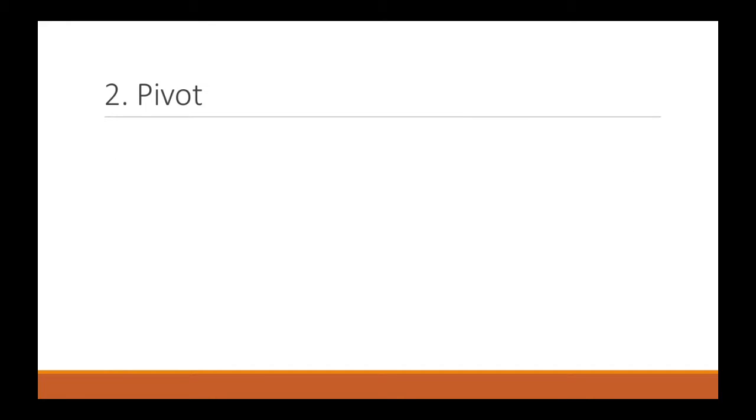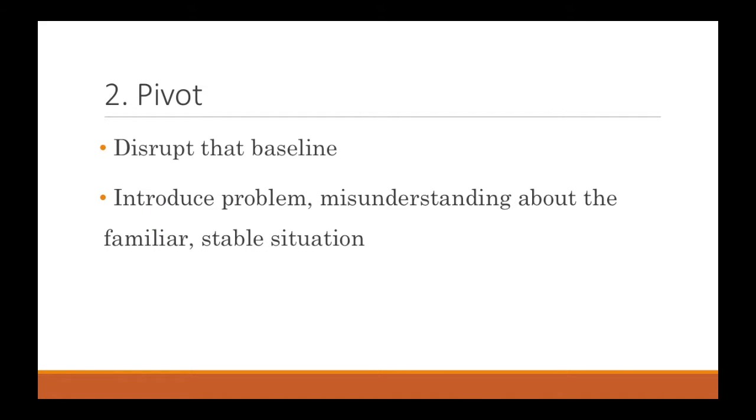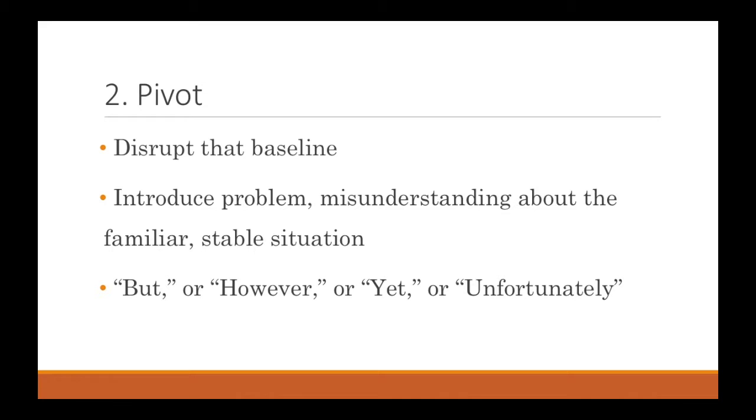The next step is the pivot, and the pivot is when you disrupt that baseline by introducing a problem or a misunderstanding to that familiar common situation that you have introduced, all right? Now, the pivot can often be very easy to identify because it is often begun with a set of signal terms that are very easy to point out. Something like but, or however, or yet, or unfortunately, anything that indicates a point of contrast where we're moving from a baseline to some type of problem, okay?